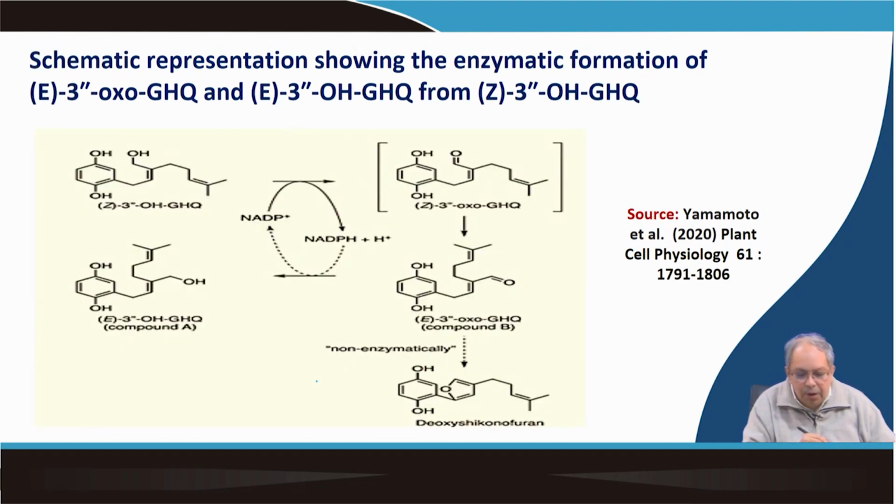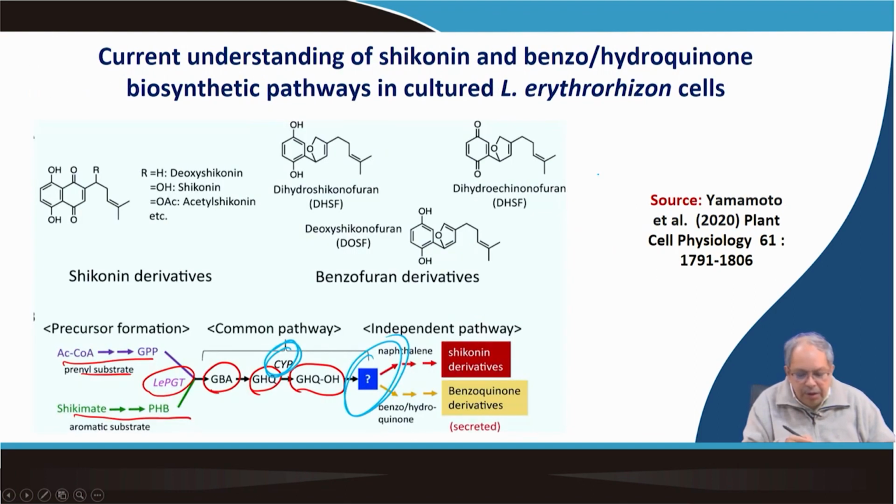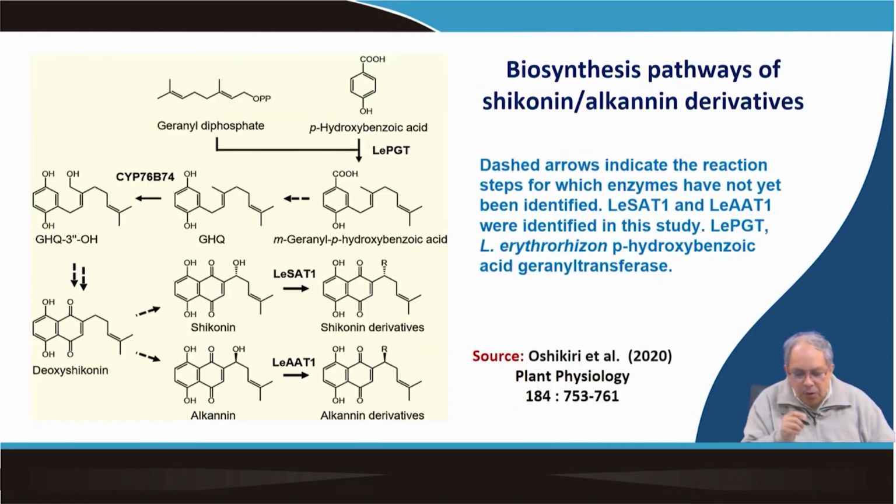Okay. So, this is the cytochrome P450 hydroxylase, which converts this hydroxygeranyl hydroquinone into other intermediates like 2-oxogeranyl hydroquinone, and then one of these pathways contributes to the formation of deoxyshikonofuran, and the other moves towards the formation of shikonin. We will not go into that detail. Simply what you should know is that the hydroxylase enzyme has been characterized, but beyond that it is not known.